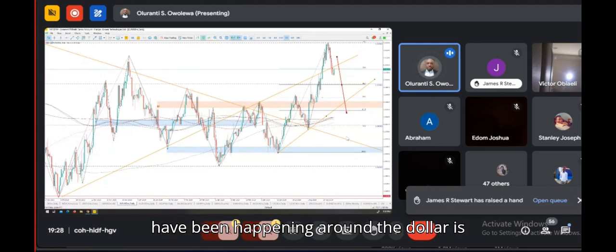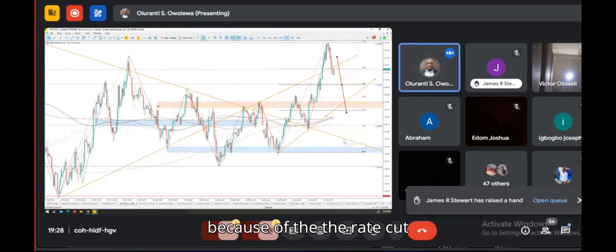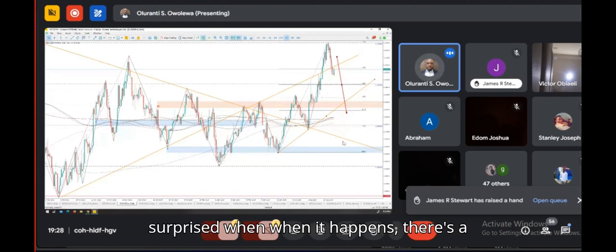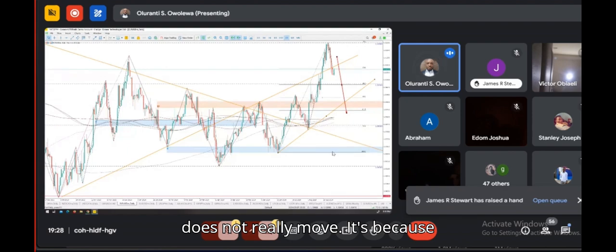All this move that has been happening around the dollar is because of the rate cut anticipation. So I won't be surprised when there's a rate cut of 25 basis points, and then the dollar does not really move. It's because everything has already happened. The only thing that is going to be surprising is when there's 50 basis points, then the dollar is going to crash extremely hard, because the market is not actually expecting that. But if it happens, that is the only thing that's going to be a shocker.